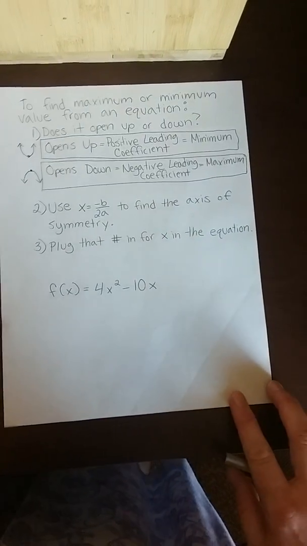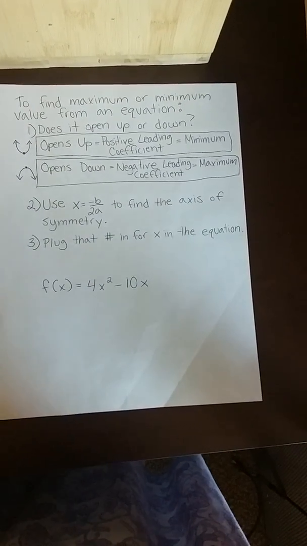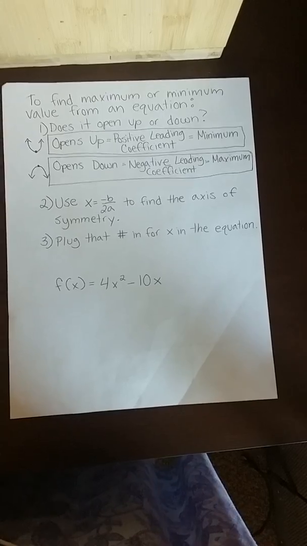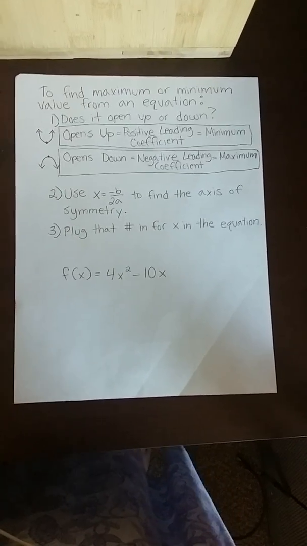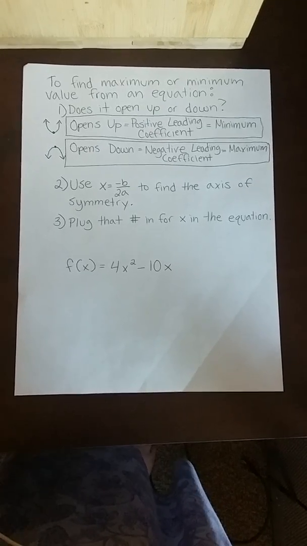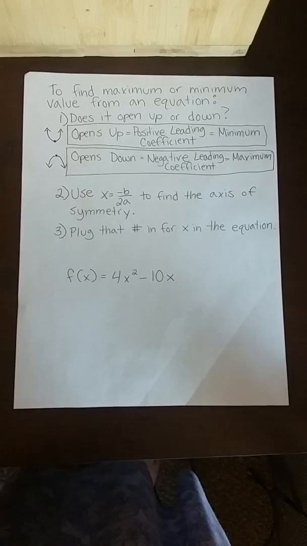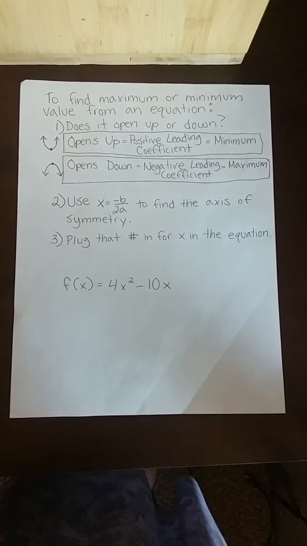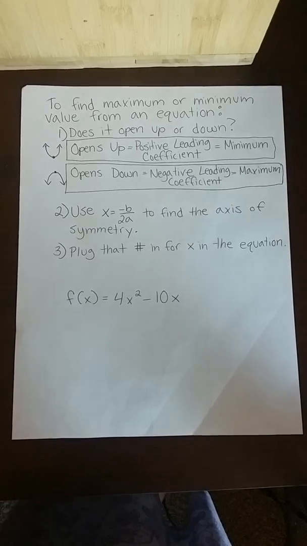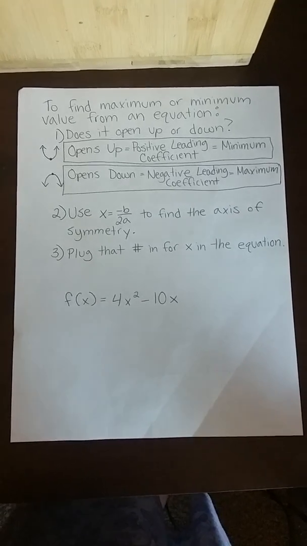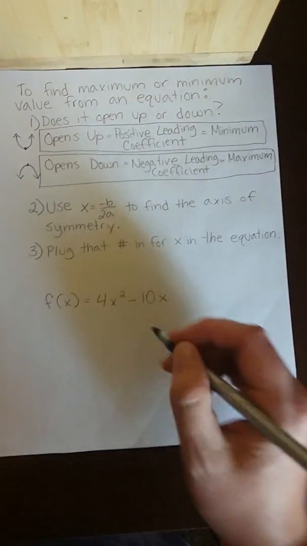Now, once you know if it opens up or down, you know if it's a maximum or a minimum value. Then you have to find it. To find it, the first step is to use x equals negative b over 2a to find the axis of symmetry. This is what we did yesterday. Then you're going to plug that number in for x in the equation to find the actual maximum or minimum value. So let's try it.